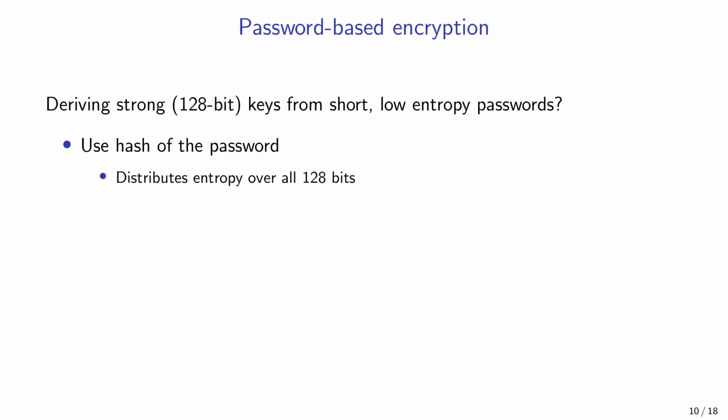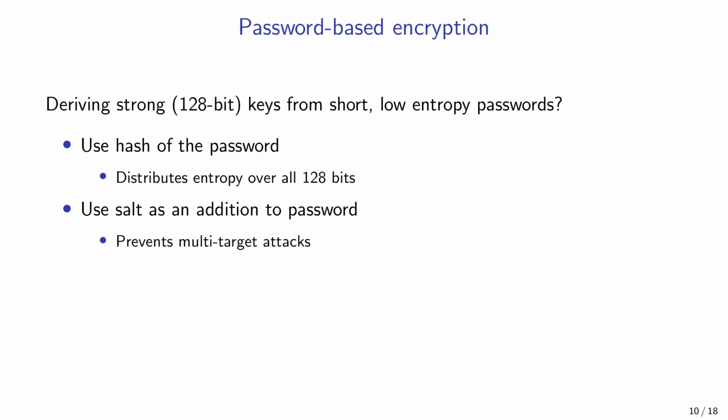So, by hashing, we will distribute the entropy over all 128 bits. Very good. Then we can use a salt as an addition to the password. So we don't use the password directly, but we concatenate a salt to the password before hashing it to derive an encryption key. How will it help us?